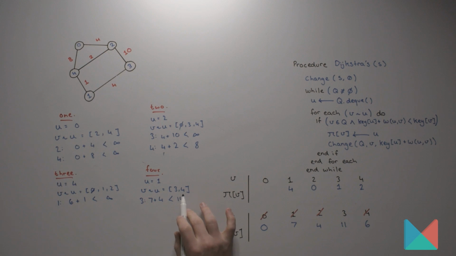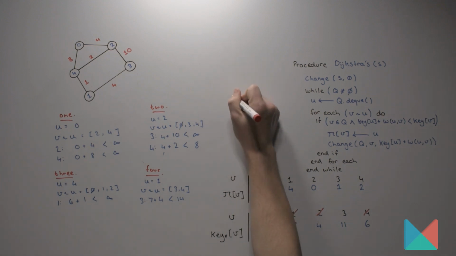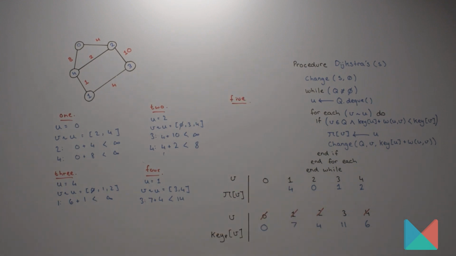And now we can consider 4. So is 4 still in the heap? No, it has already been dequeued, and so we can stop there. And now finally we can do one more iteration. So let's do 5 here of our while loop, and we dequeue our last element.